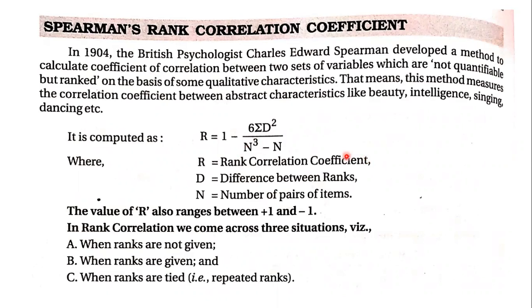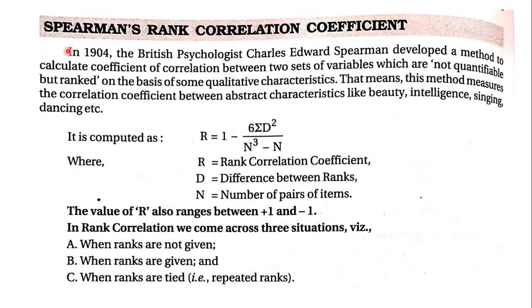So what is capital R? Rank correlation coefficient. D is the difference between the ranks. Since we will be ranking the data that is given to us, if we find the difference between the ranks, that will become the value of D. And then n is the number of pairs of items, that is, how much data is provided to us. And the correlation coefficient capital R will range between +1 and -1.